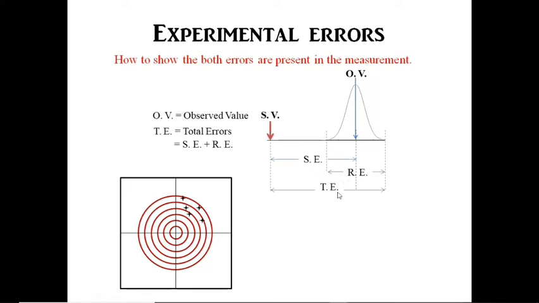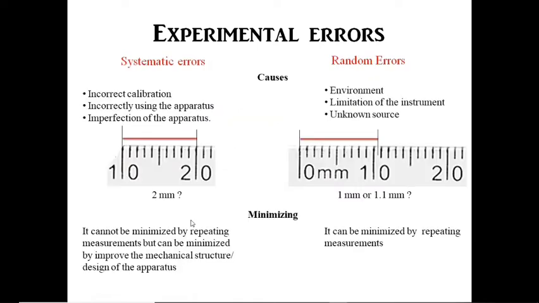The total error is the sum of systematic and random error. This is the maximum error. Here we can show that in this experiment there is poor accuracy and poor precision. Both errors are present in this case, the systematic error and random error.